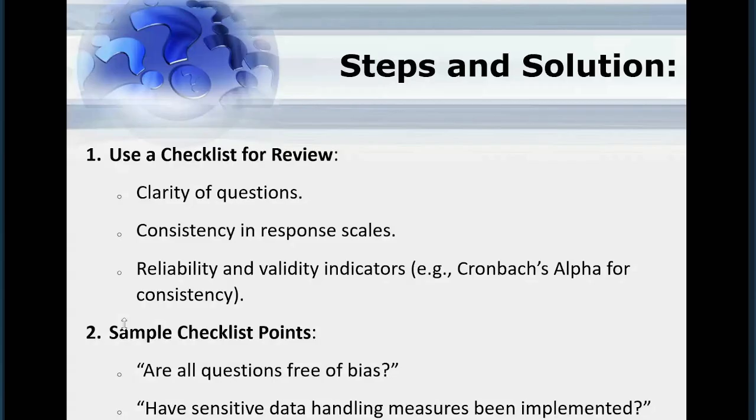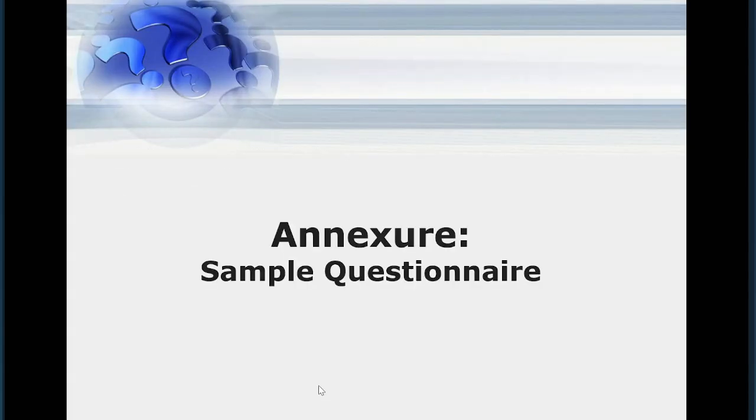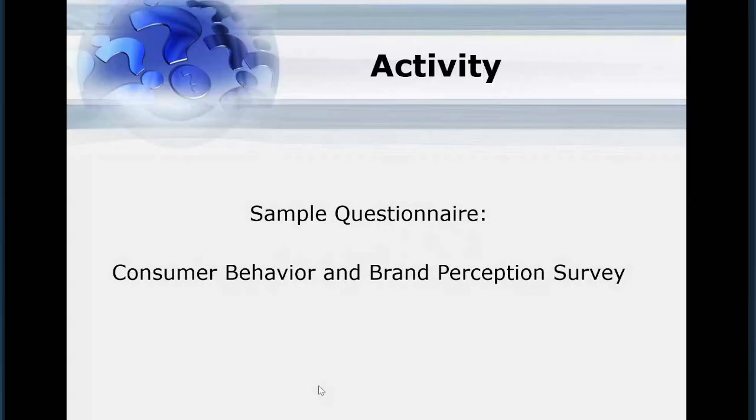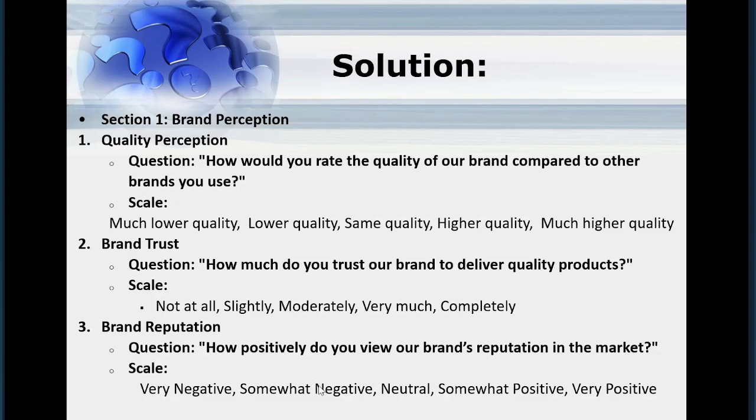So, what have we concluded here? You can see the sample questionnaire now. After this discussion, I will show what we developed. So, see the sample questionnaire titled Consumer Behavior and Brand Perception Survey. Now, see section 1 on brand perception. Here we have taken three constructs: quality perception, brand trust, and brand reputation.